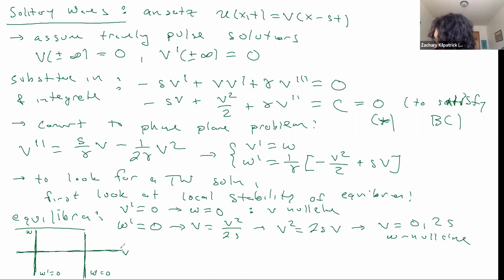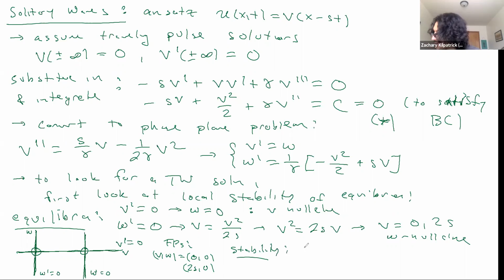Here's my V nullcline W prime equals 0, okay? So I have two fixed points here and here. I'll fill in the one that is stable, okay? So my fixed points are just going to be V and W equal 0, 0, and 2S, 0, okay? Let's look at stability.